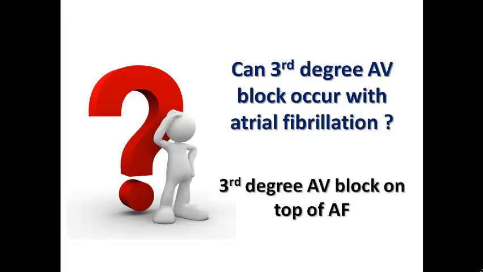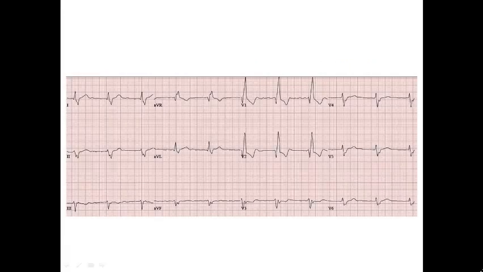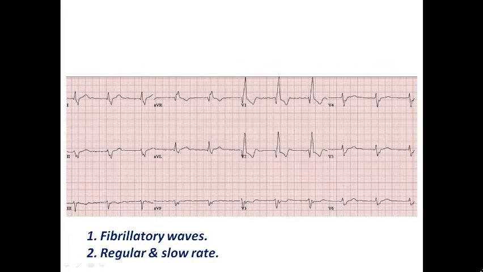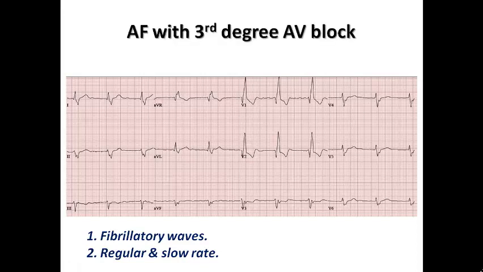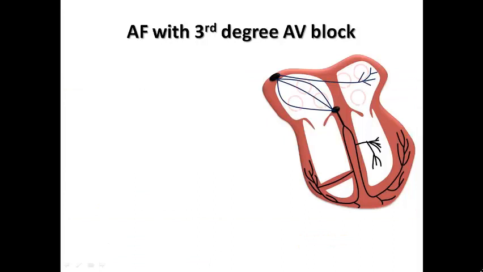Of course, yes. We can have third degree AV block on top of AF. For example, here we can see that the patient has fibrillatory waves, an irregular chaotic pattern, but it is regular and slow, as the heart rate may be like 60 beats per minute here. So this is AF with third degree AV block. And the question is why? Why did we call this AF with third degree AV block?